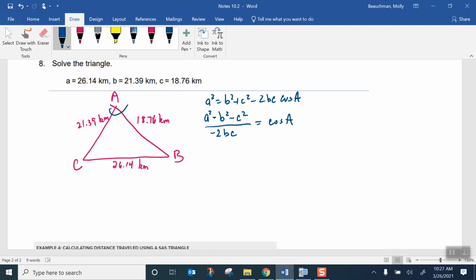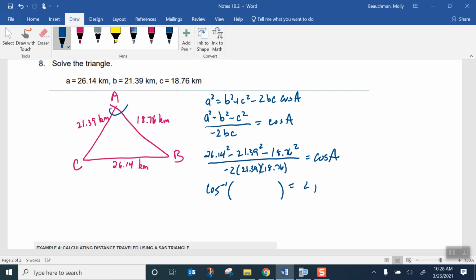So in this case, a is 26.14, so we have 26.14 squared minus b squared, which is 21.39 squared, minus c squared, which is 18.76 squared, divided by negative 2 times b, 21.39, times c, 18.76, is equal to the cosine of angle A. So again, we're going to take the inverse cosine of each side to end up with angle A.